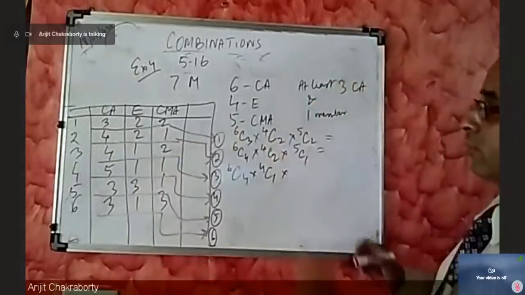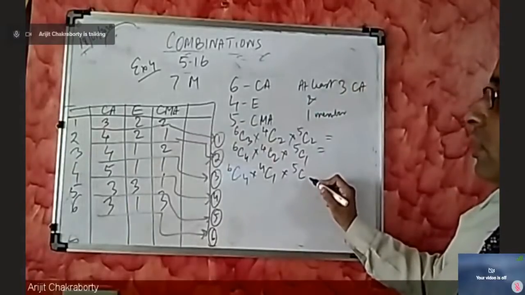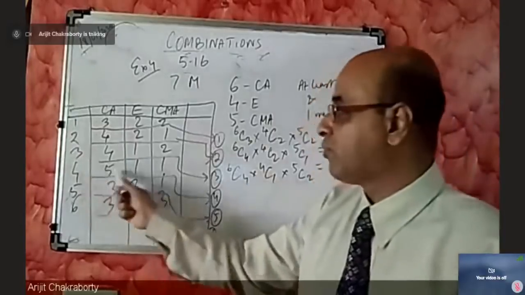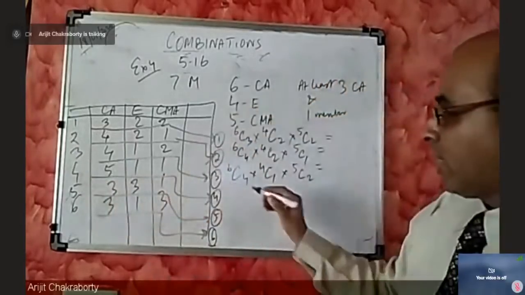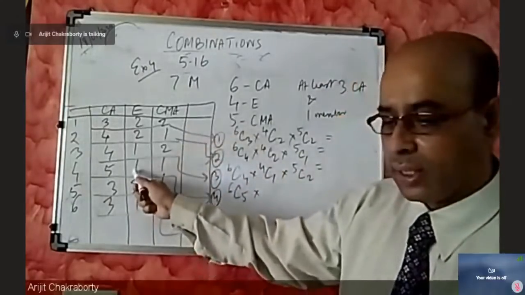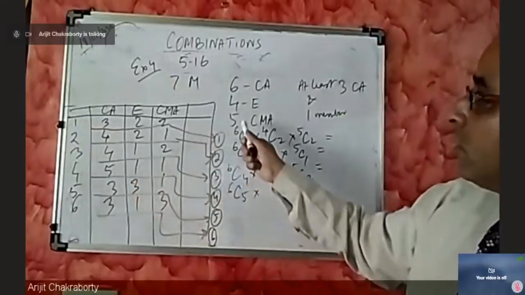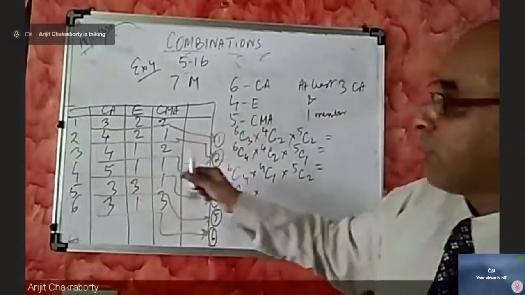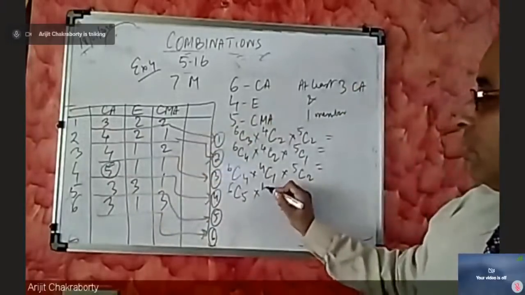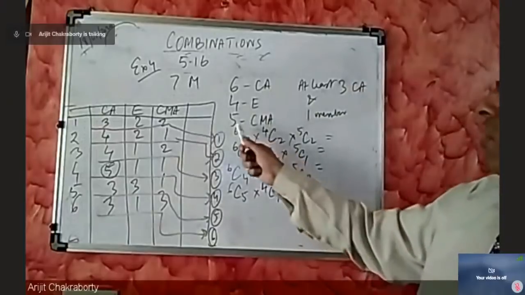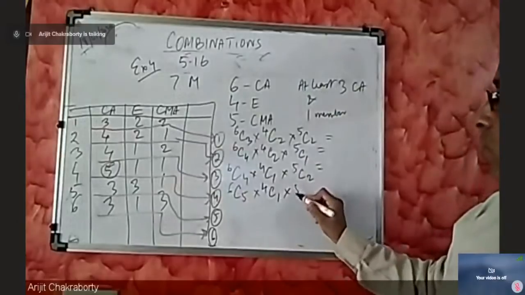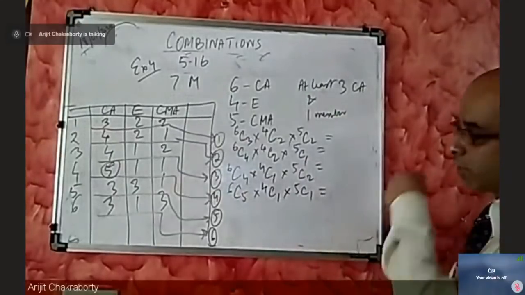You have 5 CMAs here, so 5C2. This is the third one. We go to the fourth one, 511. So 6C5 into 4C1. 6C5, we are doing this one, 6C5 into 4C1, into 5 cost accountants, here you have 1. So 5C1. Again, the value has to be brought out.